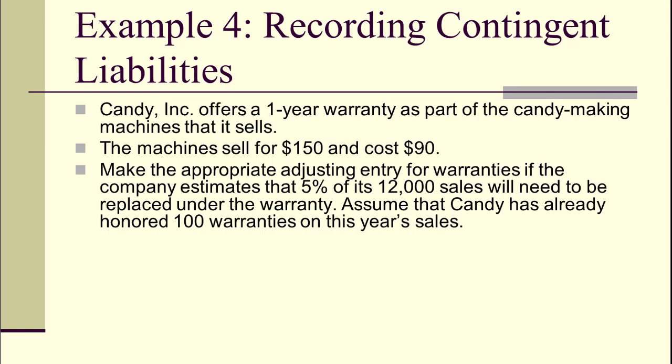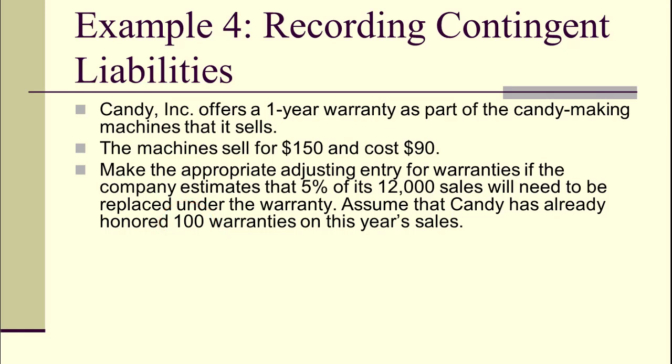That's what Candy Incorporated is offering, is a 1-year warranty that's part of the machine itself. So it's part of that purchase price. The machine sells for $150, the cost is $90, and part of that $150 price is this automatic warranty. We want to make the appropriate adjusting entry for warranties if the company estimates that 5% of the sales will need to be replaced by the warranty within this 1-year period. Assume that Candy has already honored 100 warranties on this year's sales.